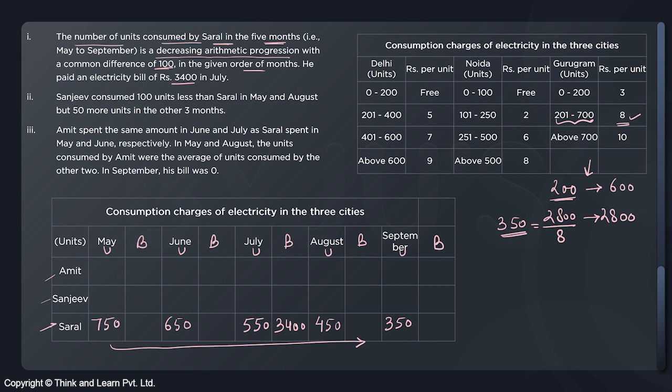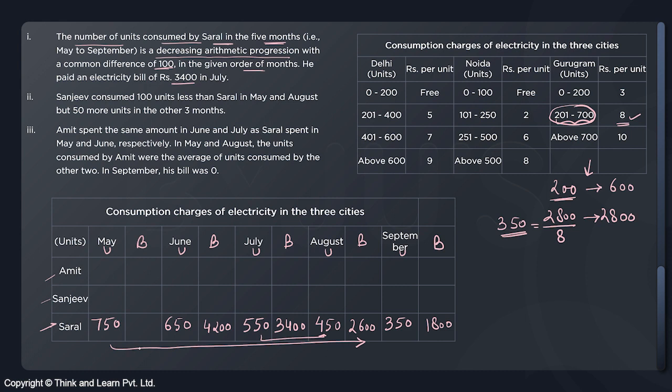How? When I go from 550 to 450 here, right? Number of units, when they decrease by 100, can I say my bill will decrease by 800? Because all these units lie in this range where they are charged 8 per unit. So when this bill reduces by 800, it becomes 2600. It further reduces by 800, it becomes 1800. Similarly, it increases by 800, it becomes 4200.